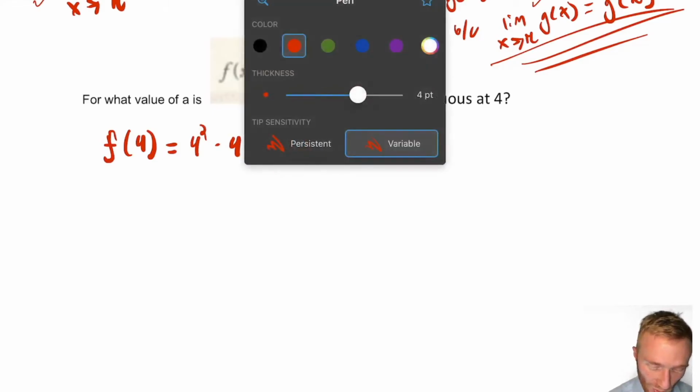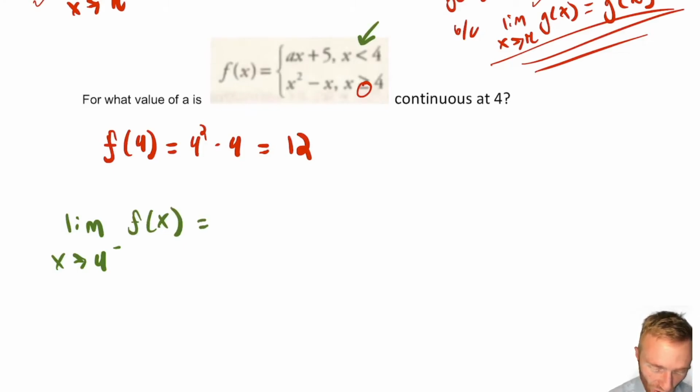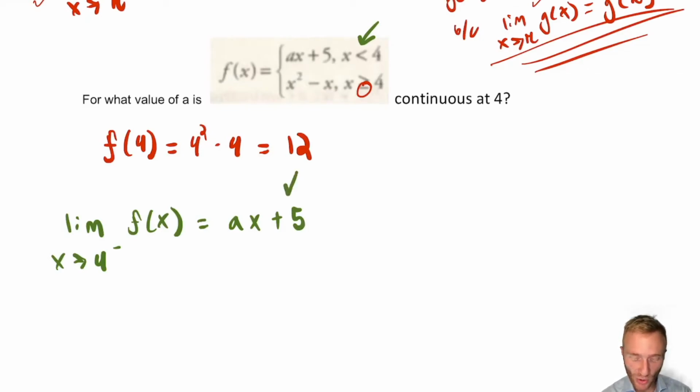And in order for this to be continuous, this has to be equal to the limit as x approaches 4 from the left of f of x, right? Because that's the one that's going to get us to use this other function, ax plus 5. If this is a continuous function, I need the limit from the left to be equal to what the function is defined as. Those at a minimum need to be equal to each other.